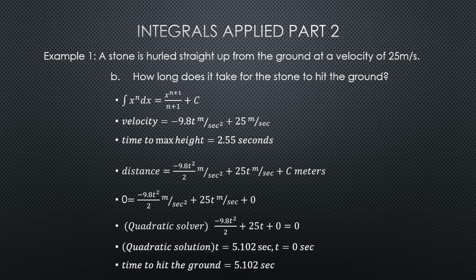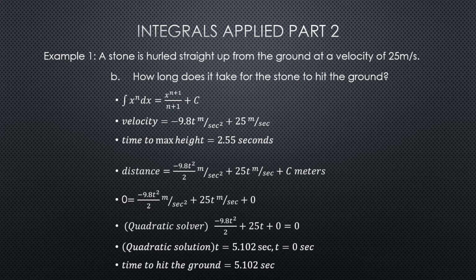I put that into a TI-89. It gave me two different answers because it's a quadratic. I've got t equals 5.102 seconds and t equals 0 seconds. t equals 0 seconds also makes sense because that's right when you're throwing the ball, that you're at 0, and then 5.102 seconds later the ball hits the ground.